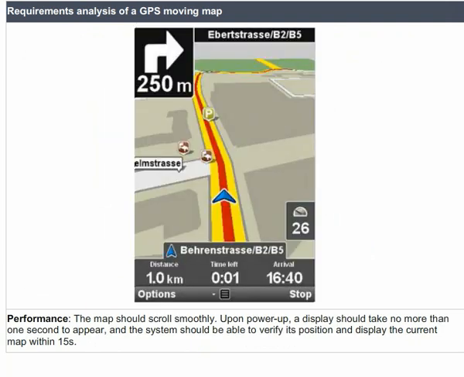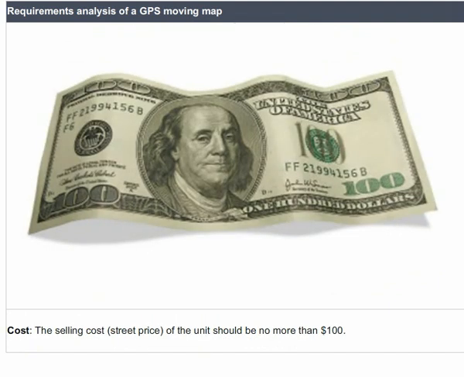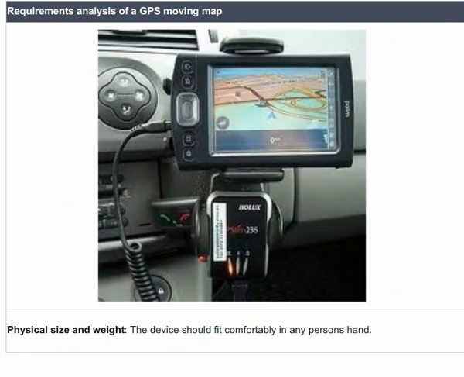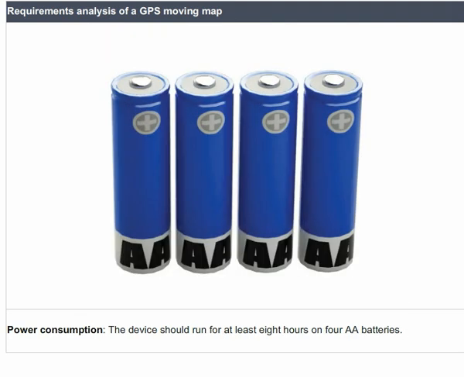Performance. The map should scroll smoothly. Upon power up, a display should take no more than 1 second to appear, and the system should be able to verify its position and display the current map within 15 seconds. Cost. The selling cost, that is the street price of the unit, should be no more than $100. Physical size and weight. The device should fit comfortably in any person's hand. Power consumption. The device should run for at least 8 hours on 4 AA batteries.